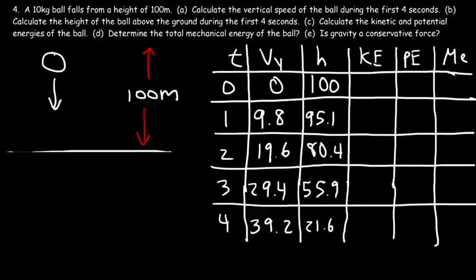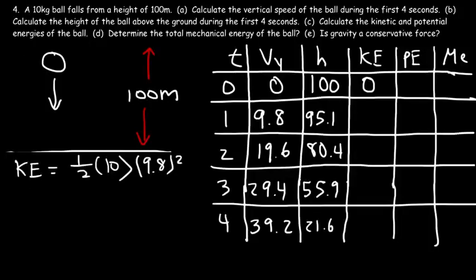Now let's calculate the kinetic energy of this ball for each second. Now at t equals 0, because the speed is 0, the kinetic energy will be 0. 1 second later, it's going to be 1/2 times a mass of 10 times v squared, which is 9.8 squared. So half of 10 is 5, so 5 times 9.8 squared, that's going to give us an energy of 480.2.